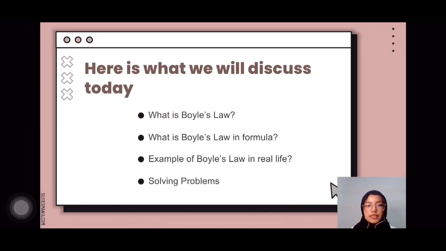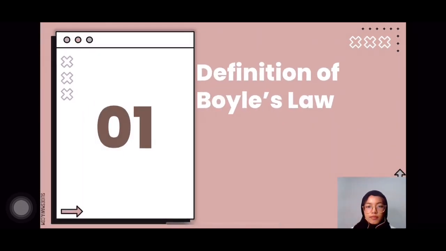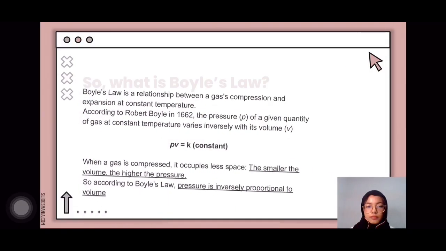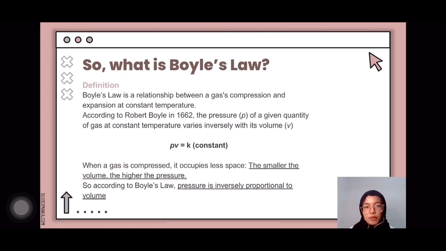So here is what we will discuss today. Number 1. Definition of Boyle's law. So, what is Boyle's law? Boyle's law is a relationship between a gas compression and expansion at constant temperature. So, note here, the temperature is constant.